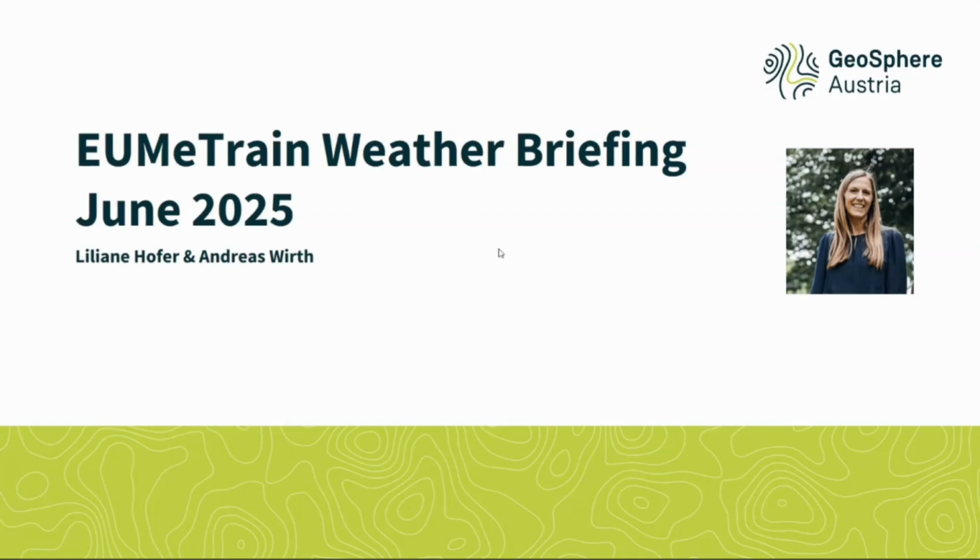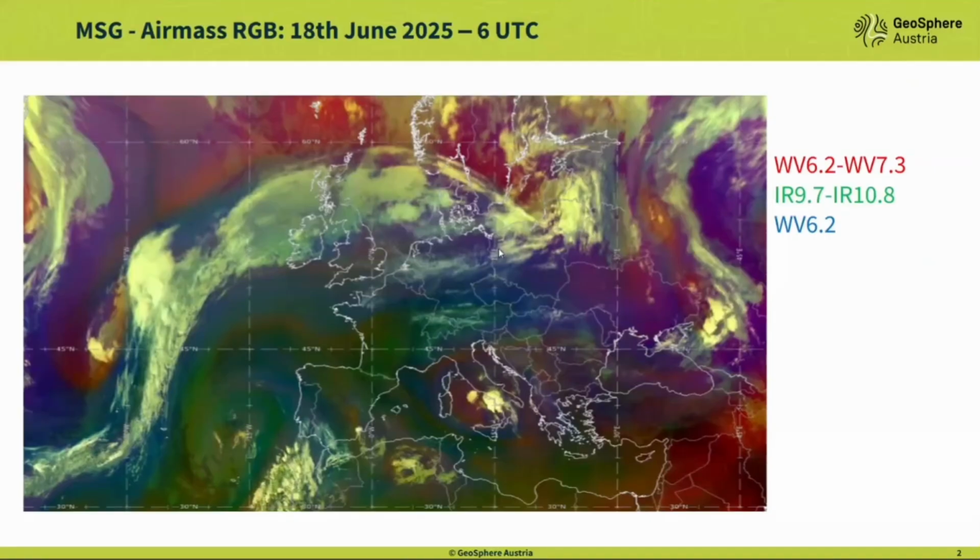My name is Liliane Hofer and I'm working at Geosphere Austria, not at the headquarters in Vienna, but at the regional office in Salzburg, let's say quite in the middle of Austria. I am a part-time forecaster, and when I'm on shift, I always like to start with the Airmass RGB for gaining a total overview, and that's what I will do today.